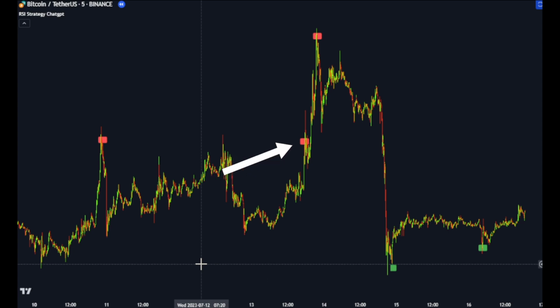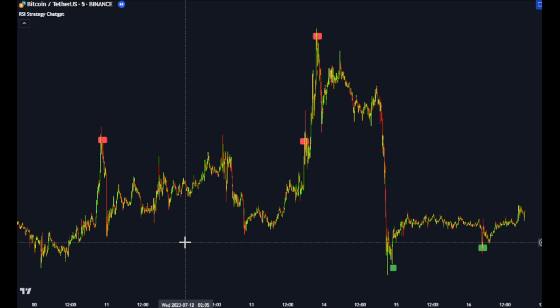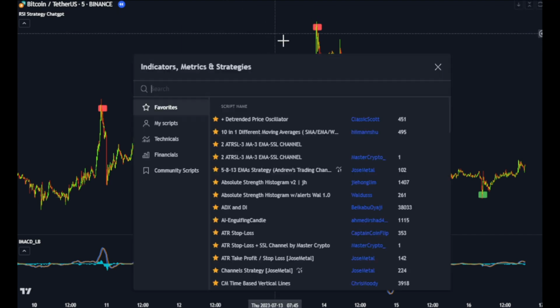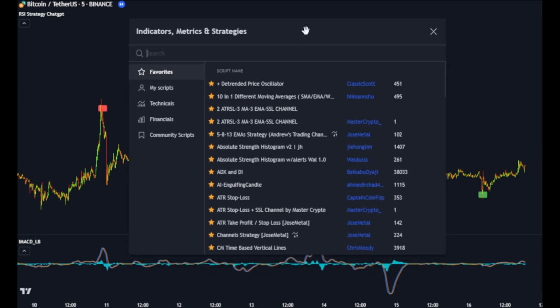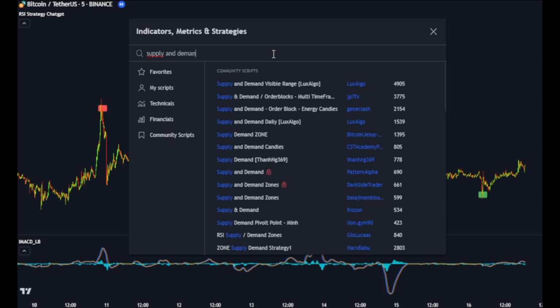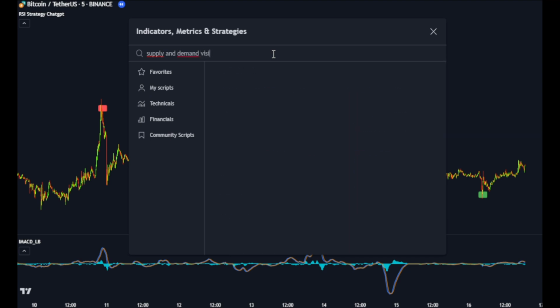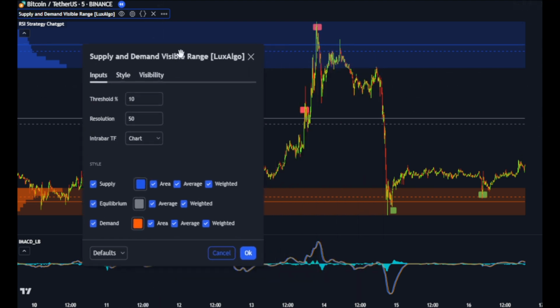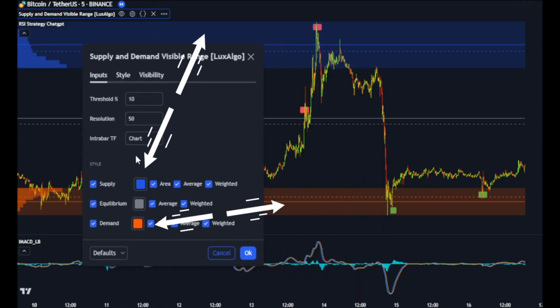So we are going to add the Impulse MACD with the exact same configuration as I showed you before. And we are going to add a new indicator to have accurate signals in our trading system. It is called Supply and Demand Visible Range, created by LuxAlgo. We leave it by default. But if you want, you can change the colors according to your preference.